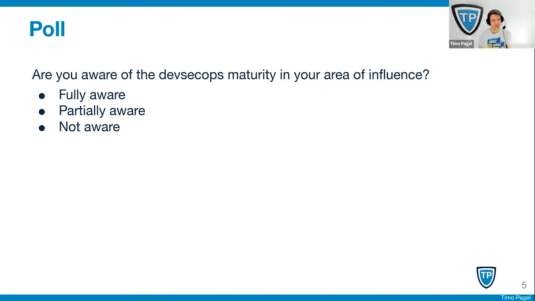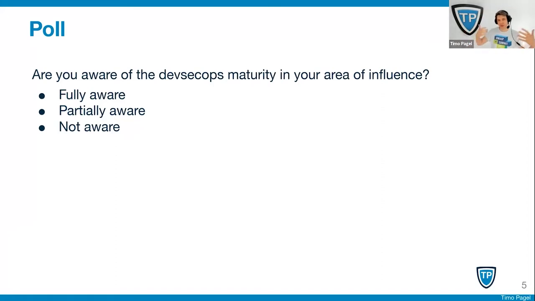So in your area of influence, are you fully aware of the DevSecOps maturity? Do you have the insights, or are you partially aware, or are you not aware? So far, we have answers which are all partially aware. So that means that you do have some insights, but not the whole coverage. That is a good start, because it means you will be able to quickly fill out the DevSecOps maturity model to gain even more insights. I will show you in this talk how to do that.